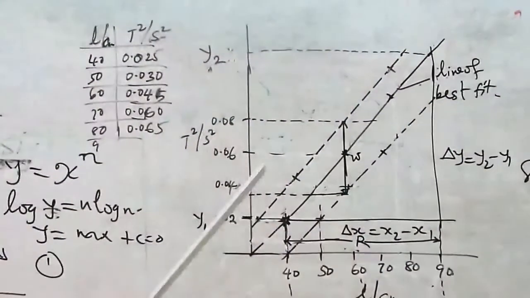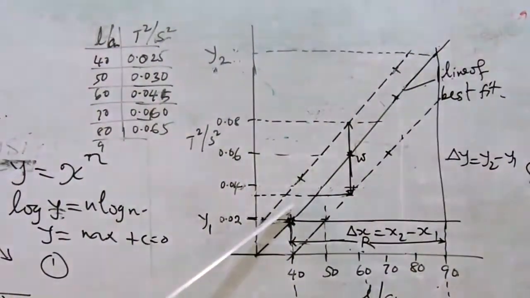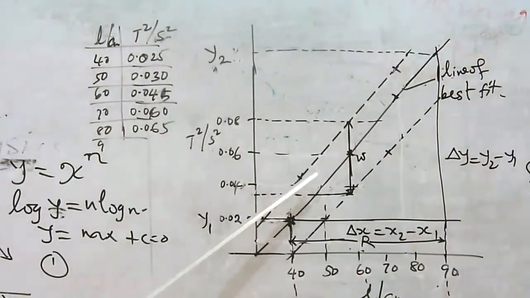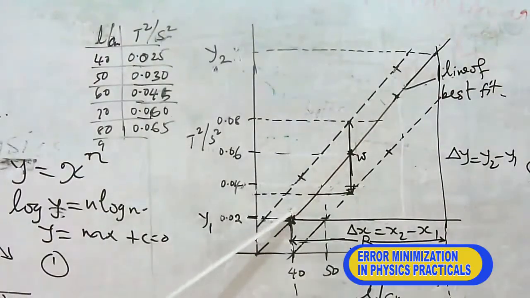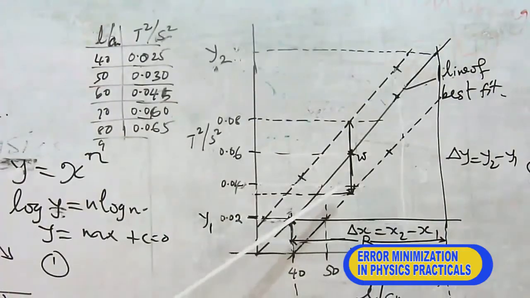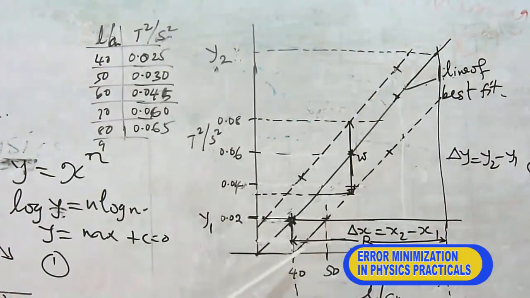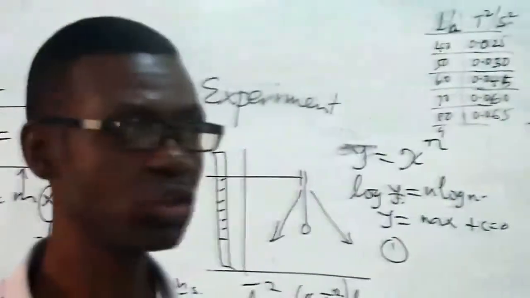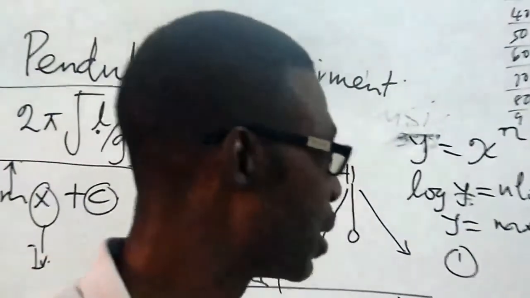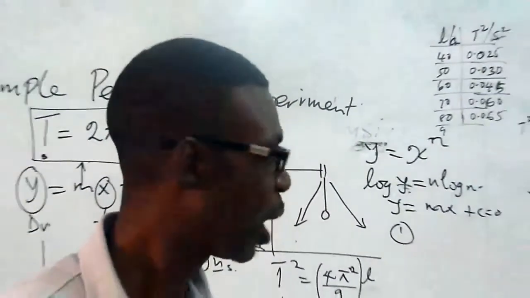You discover that one line is passing through the points on this side, parallel to the line of best fit, while the other one is passing parallel to the line of best fit on the other side and across those points. These are what we call error lines. And we use the error lines to determine the error in our slope. How do we do that?